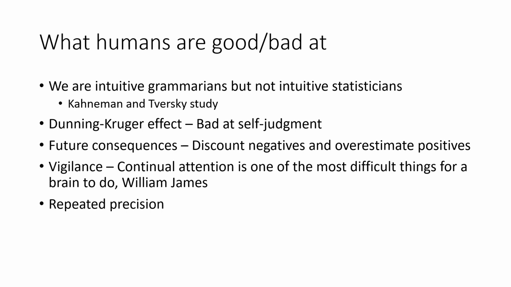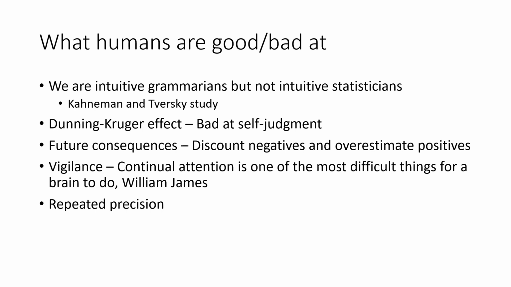The Dunning-Kruger effect. This is an election year, so you're going to get this thrown around a lot probably. But the basic principle is we're bad at self-judgment in the sense that we overestimate everything that we can do. We think we're smarter than we actually are, we think we're better at something than we actually are, etc. That's one of the big aspects that underlies a lot of online interactions, I would say. Future consequences, we're really bad at that. We discount negative consequences and we overestimate positives. That's why people play the lottery.